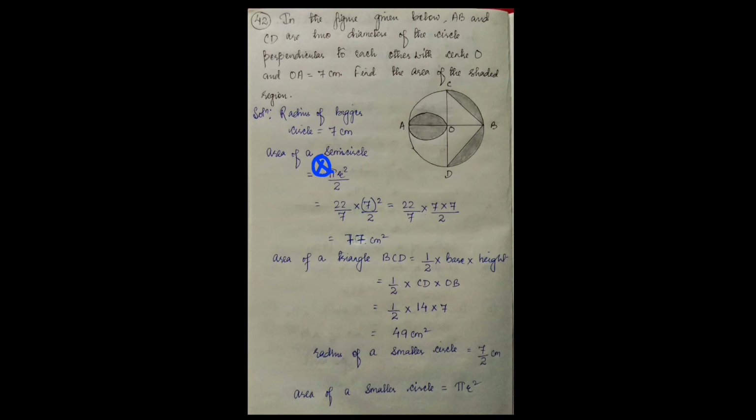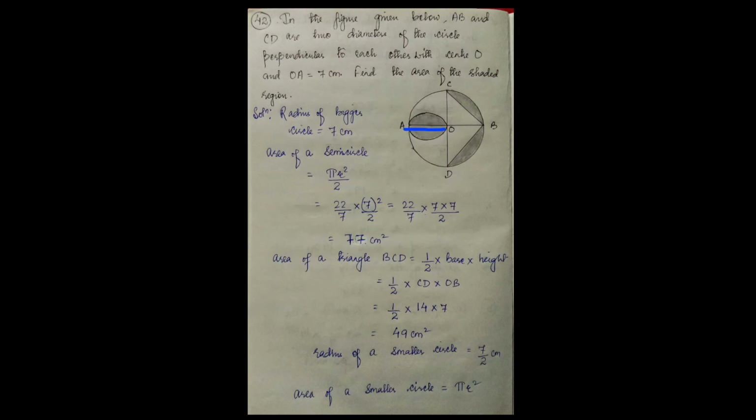Now the next question is 42. In the figure given below, AB and CD are two diameters of the circle perpendicular to each other with center O, and OA is 7 centimeter. Find the area of the shaded region. So here is the circle and here the two diameters AB and CD are given. OA is given as 7 centimeters.